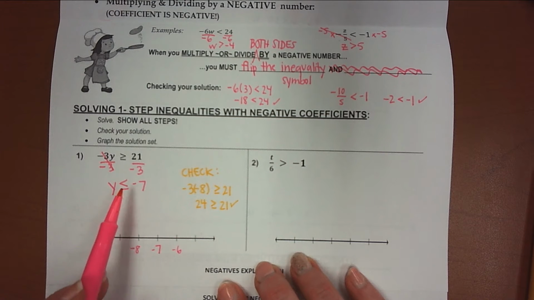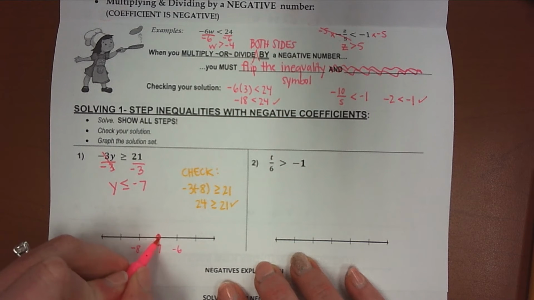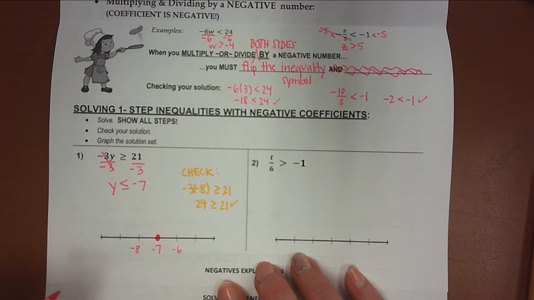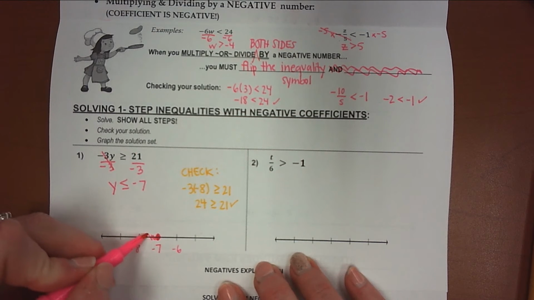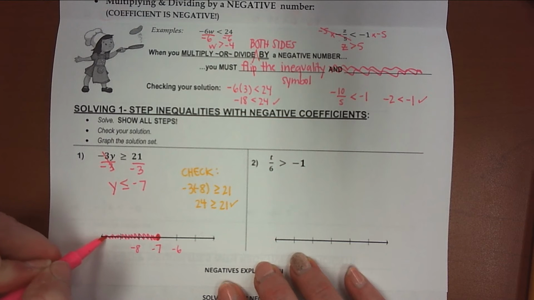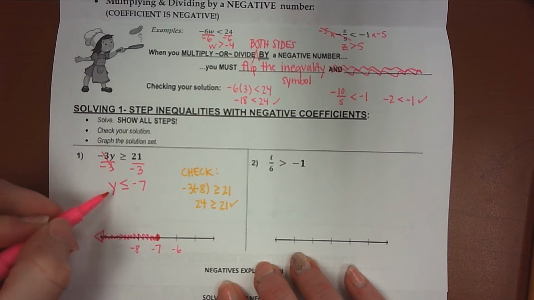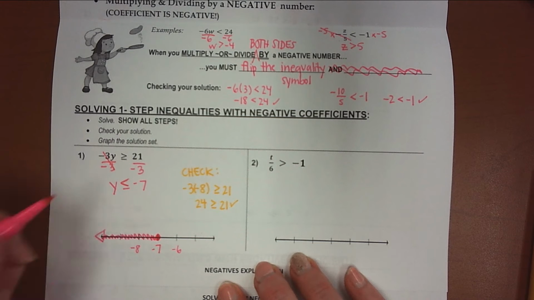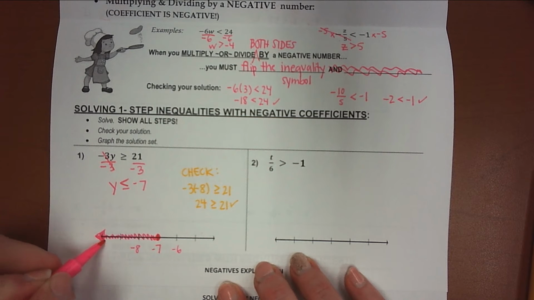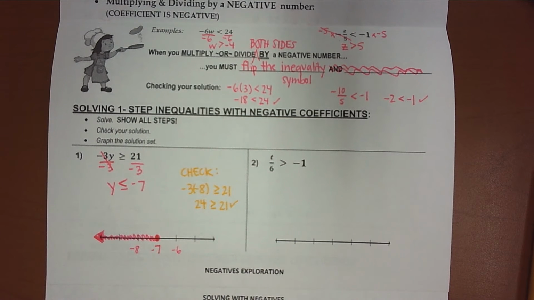And if y is less than or equal to, that means that I fill in my circle because it could be equal to negative 7. Or less than, so less than means I shade to the left towards the smaller number, negative 8. Also, because my variable is on the left-hand side, my arrow points the same direction that I can shade, and I shade to the left.